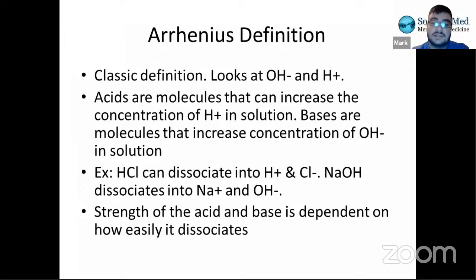The strength of the acid and base is typically dependent on how easily it dissociates. So for example, HCl dissociates pretty easily, so it's considered a strong acid, whereas something that doesn't dissociate as strongly would be considered a weaker acid or base. Okay, very simple and straightforward.